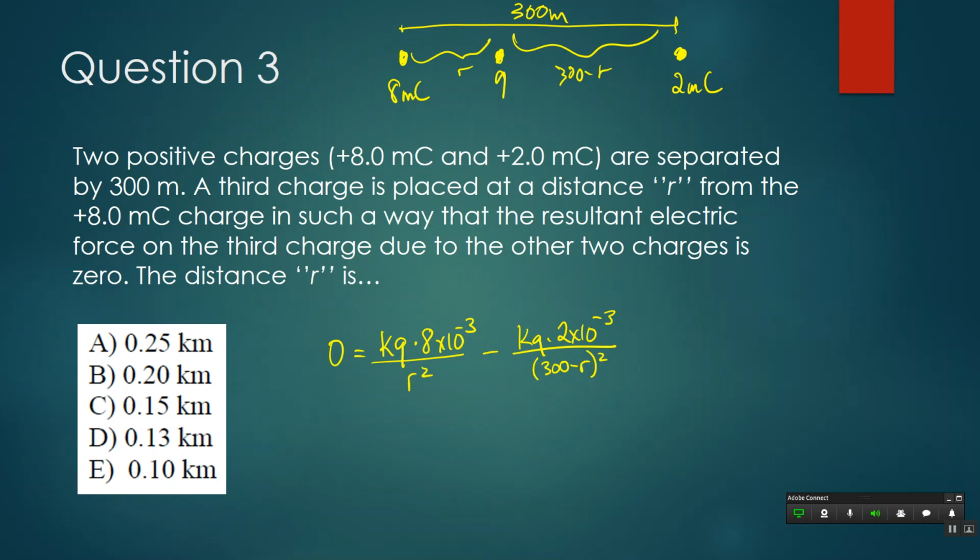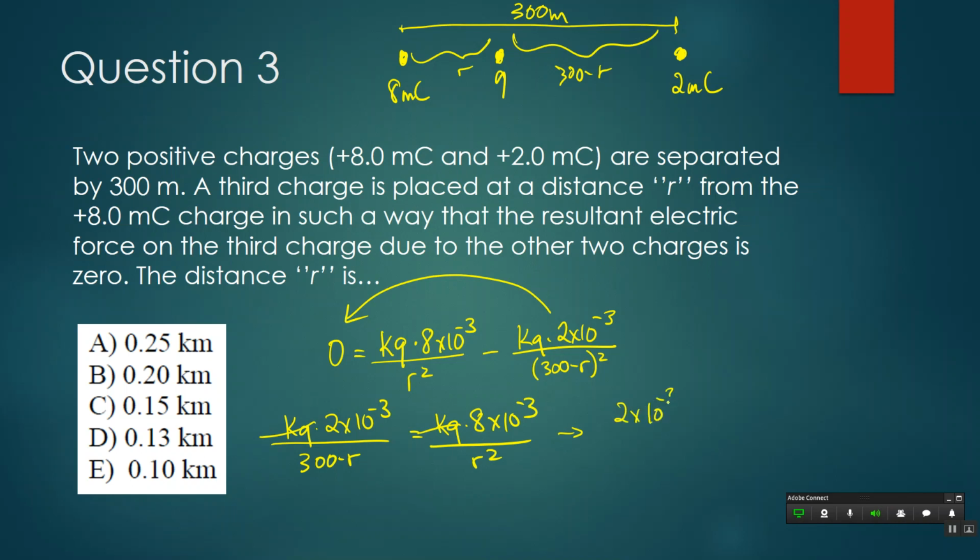So I set up my equation so that my two forces are equal to 0. I wrote down what I can. My Q's are going to cancel out, so let's do this algebraically. KQ multiplied by 2 times 10 to the negative 3, I'm bringing this over to this side, over 300 minus R, is equal to KQ times 8 times 10 to the minus 3 over R squared. My KQ and my KQ cancel each other out. So I'm left with 2 times 10 to the minus 3 times R squared, and I'm bringing this R squared over, is equal to 300 times 8 times 10 to the negative 3 minus 300R.